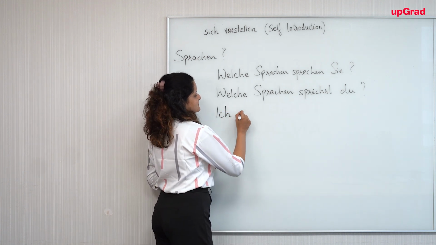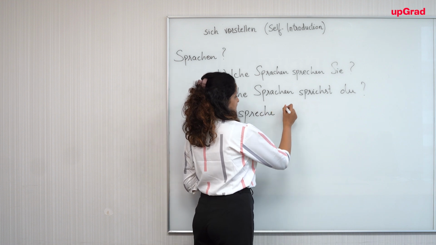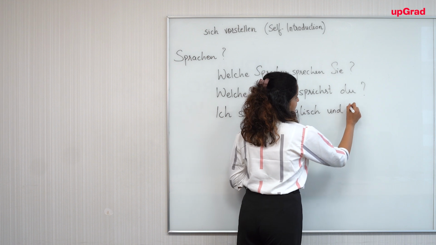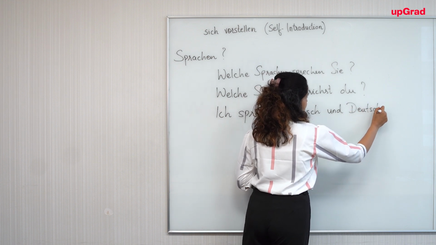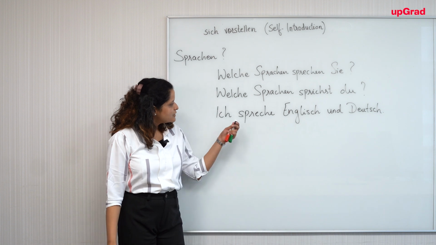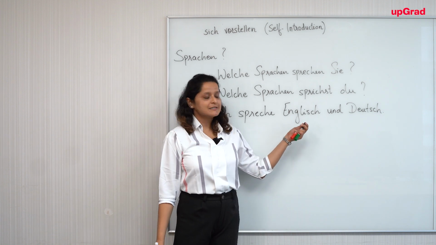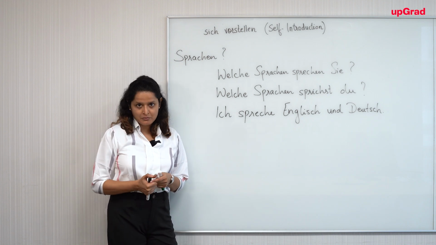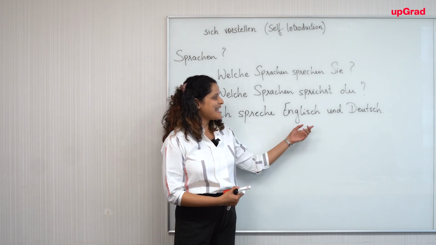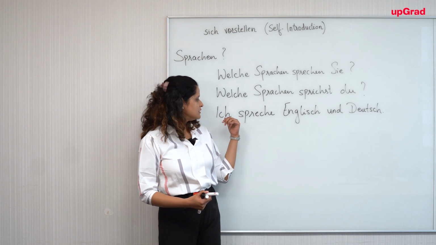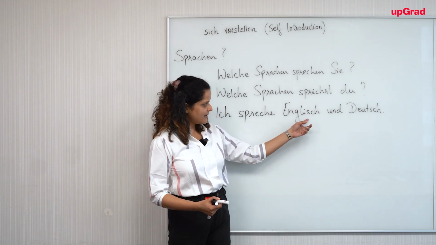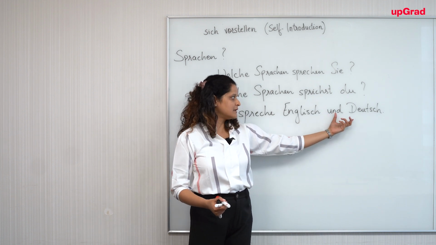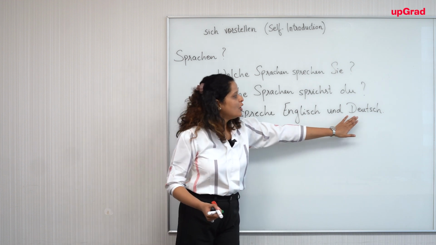So let's say the answer becomes, ich spreche Englisch und Deutsch. Okay, so ich spreche Englisch. If you see, the spelling of English is a little different, so is the pronunciation. So English in Deutsch, that is English in German, is called Englisch. So ich spreche Englisch und Deutsch. This und is and, which combines these 2 parts together. So ich spreche Englisch und Deutsch.